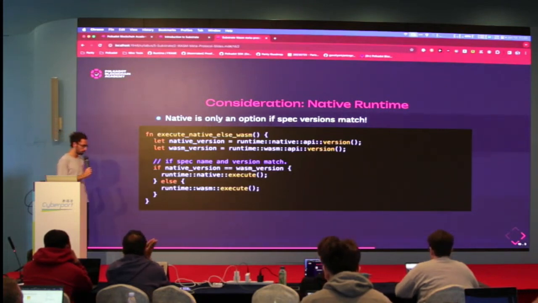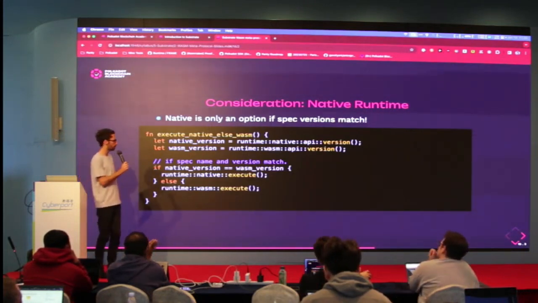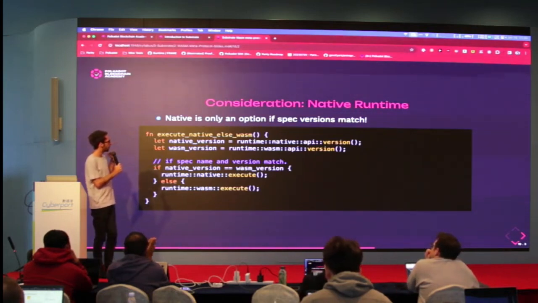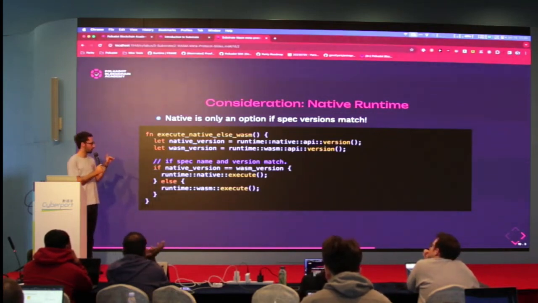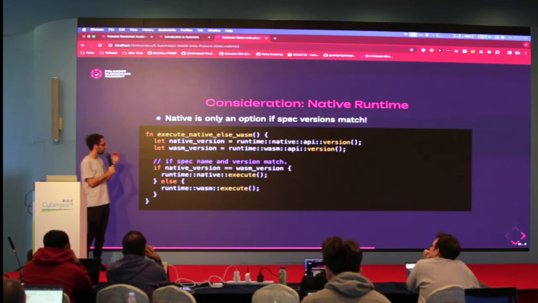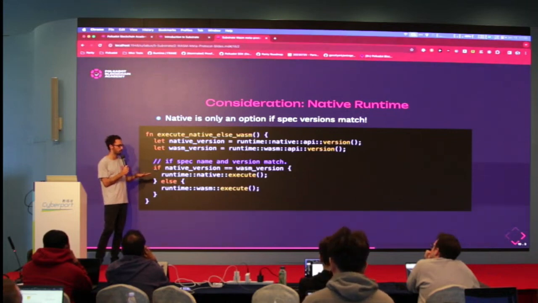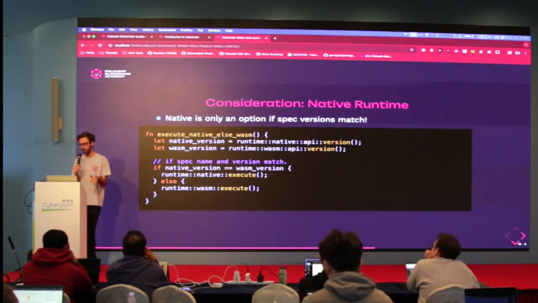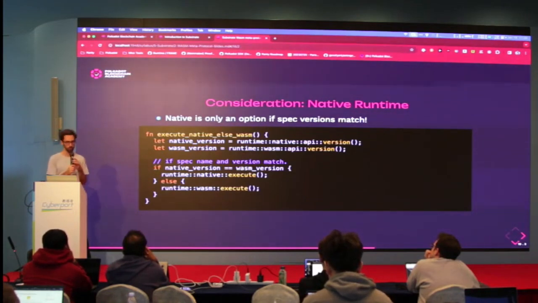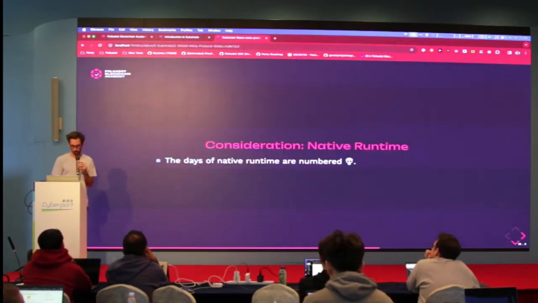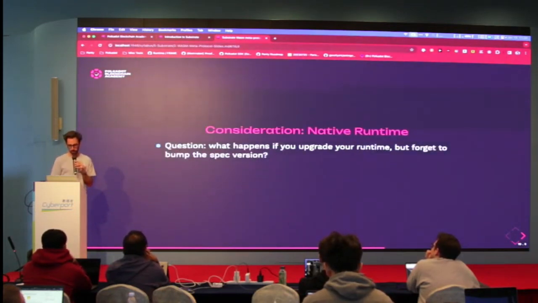But this is like pseudocode representing what I already told him as a response to his question: if we want to use the native runtime, there's always this if statement blocking it. If the versions don't match, it's not a question. We have to use the Wasm runtime. If the versions match, and we want to, we can do it. Yes, the days of the native runtime are numbered. It's going away.